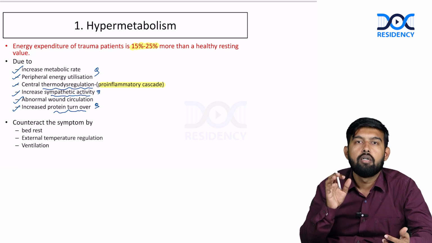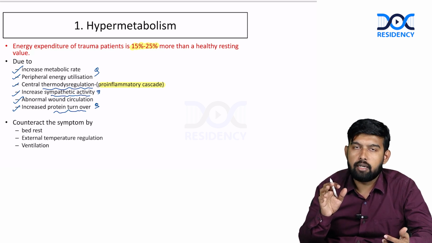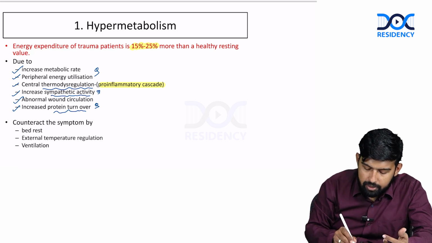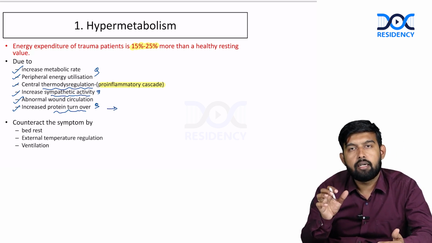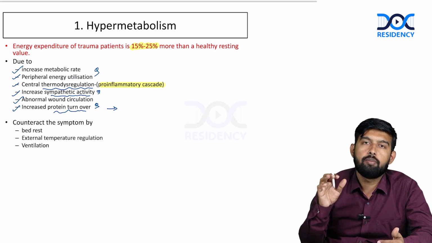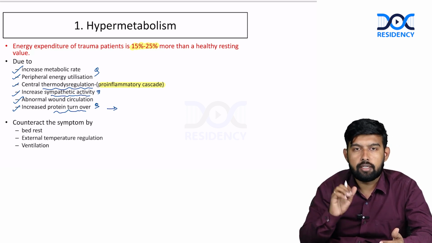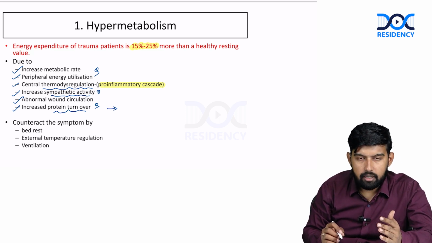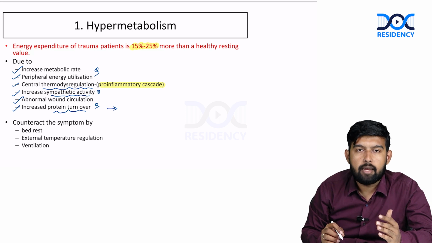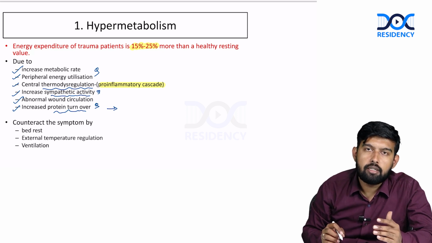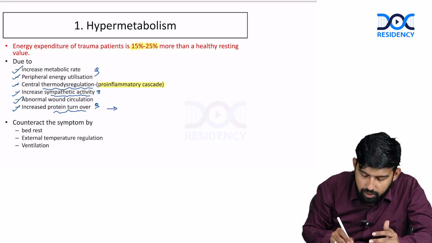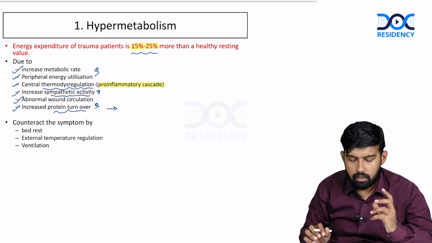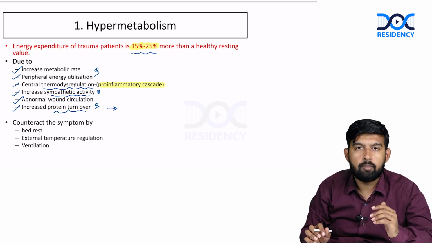So, degradation of the muscle glycogen ultimately produces amino acids, and the amino acids are utilized by hepatic gluconeogenesis for the production of glucose as a source of energy. So, there is an increase in the metabolic response, that is hypermetabolism, and energy expenditure is increased by 15 to 25%. And how can we decrease this hypermetabolism?